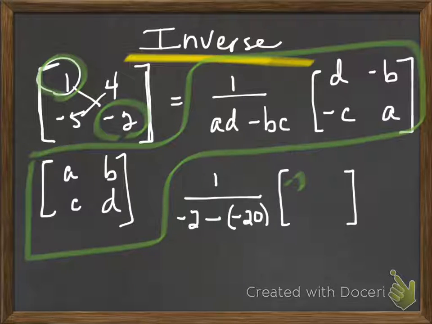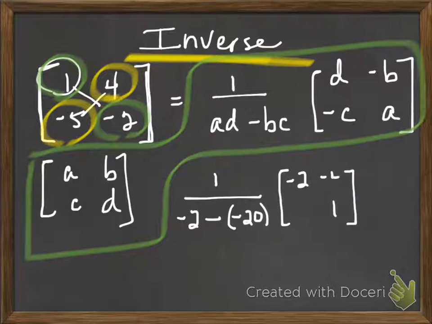So the -2 goes to the top left, and the +1 goes to the bottom right. And then the 4 and the -5 are in the B and the C spot. So these numbers, you just change their signs. So +4 becomes a -4, and -5 becomes a +5. Then you'll simplify your number out front. That's going to be your scalar. -2 minus a -20 is going to be -2 plus 20, so it's going to be a +18. So your scalar is going to be 1/18.